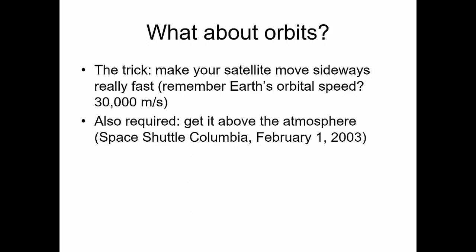Okay, well, the trick is you have to make it move sideways fast, but you also have to get it above the atmosphere. On February 1st, 2003, the Space Shuttle Columbia, which had been in orbit, re-entered the Earth's atmosphere. Usually the space shuttles would use the Earth's atmosphere to slow them down, but they got very hot while they were doing that, and the leading face of the space shuttle, including the leading edges of the wings, had these bricks on them, ceramic bricks that were made of something that was similar to Corning ware.